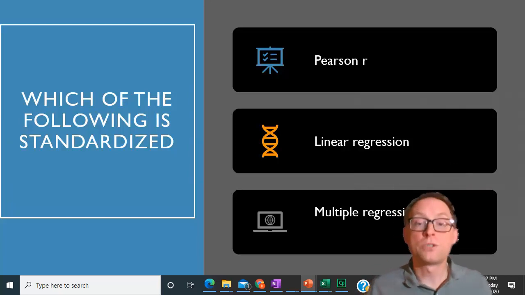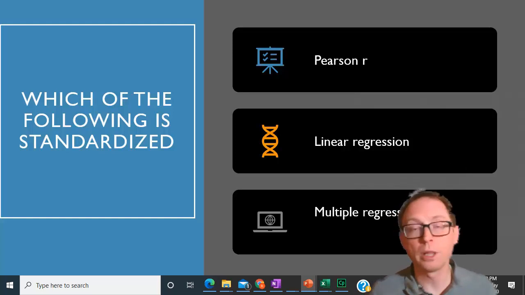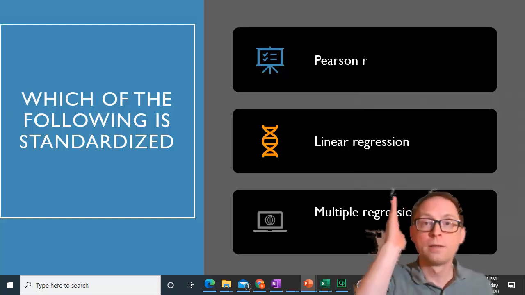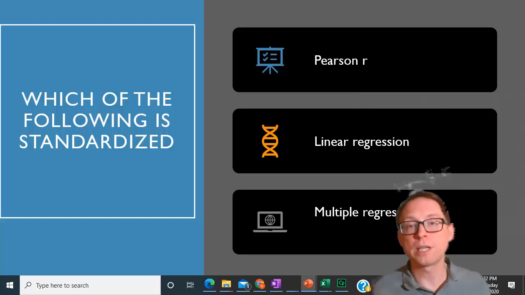The answer is Pearson's R. Linear regression is not standardized. Whenever we do a linear regression, we are always asking, I want to know in stress units how stressed I'm going to be if 8 weeks have passed since my last vacation. Pearson's R doesn't do that.